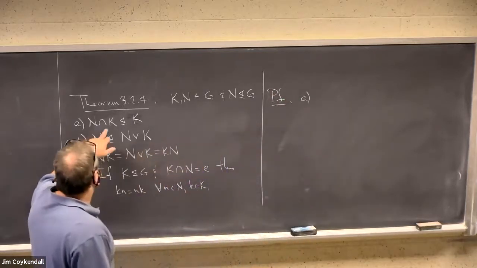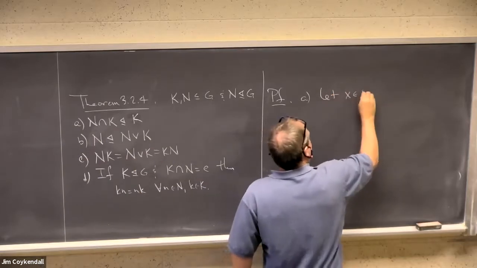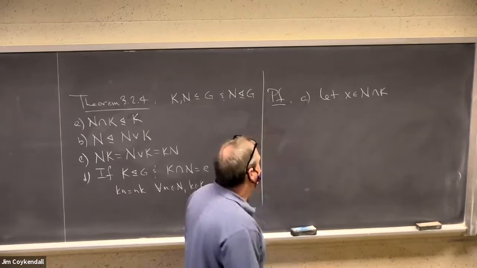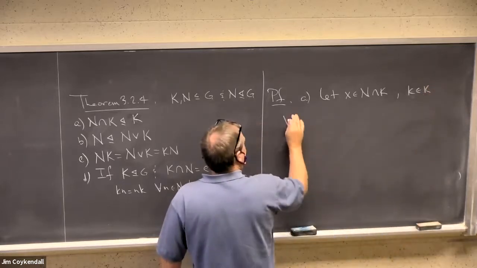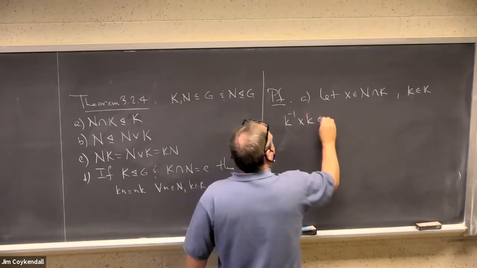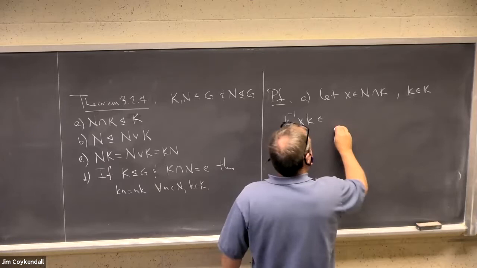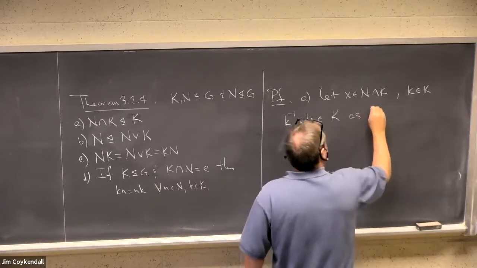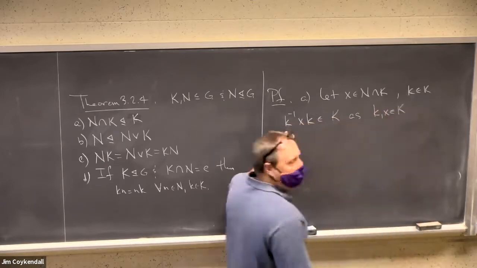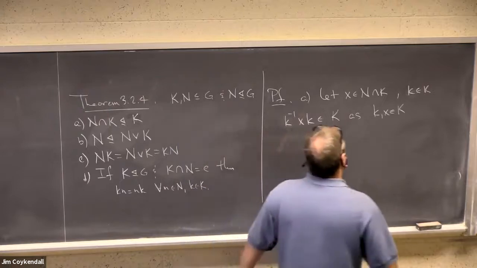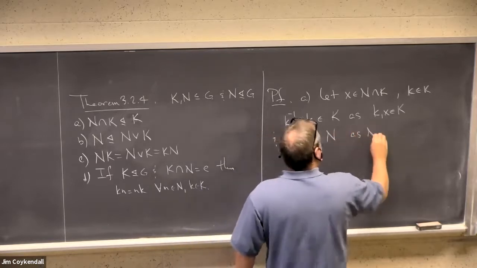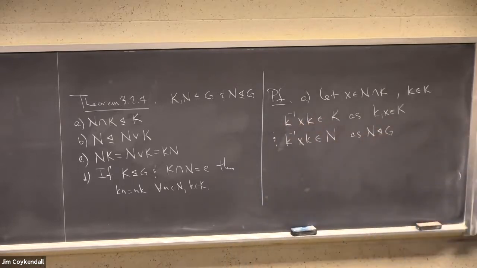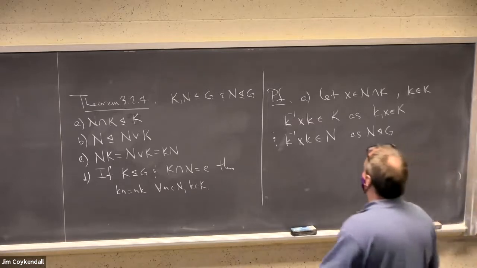It's pretty easy actually. So let's suppose we have an element x of N intersect K, and suppose k is in K. Then k inverse xk is in K. So no problem there, because both k and x are in K. And k inverse xk is in N as N is normal in G. When you conjugate x by anything in G, it's still in N, in particular if you conjugate it by k, because k is in G as well.